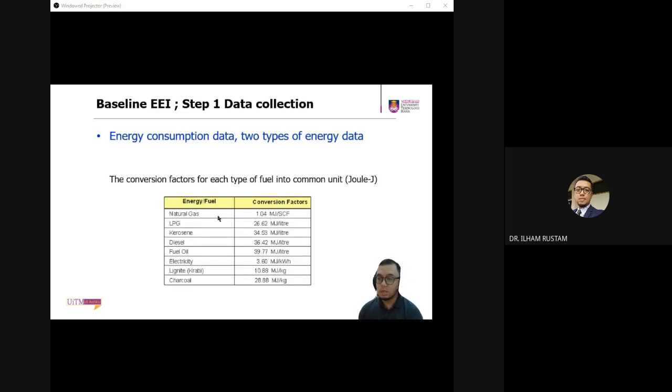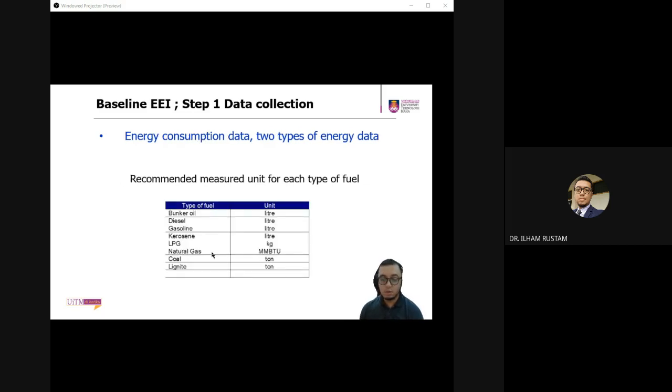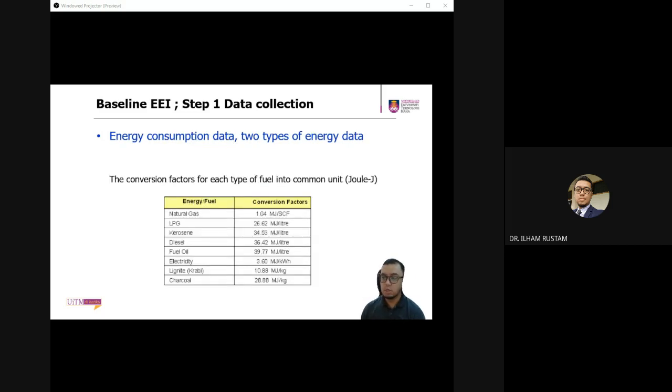So this is basically the conversion factors that you need to use if, let's say, your equipment is using a different set of fuel, kerosene, and then coal, for example. This one is in tons, this one is in liters. So how are you going to measure to make them the same? Use this conversion factor.